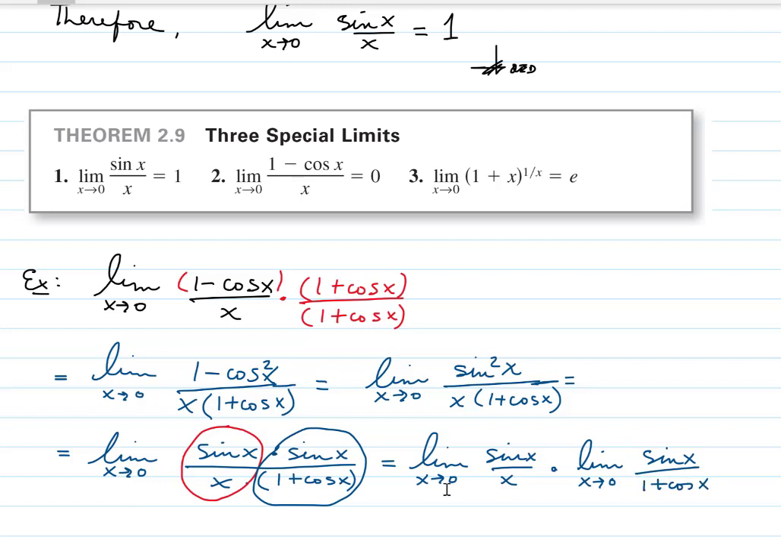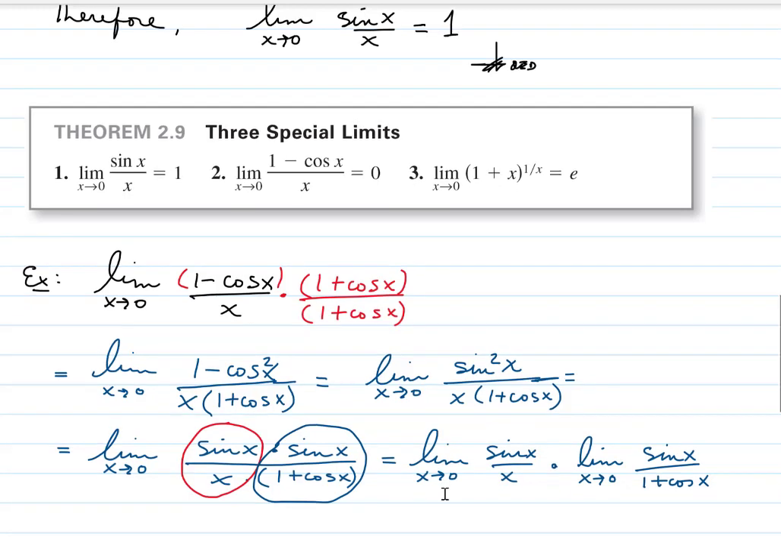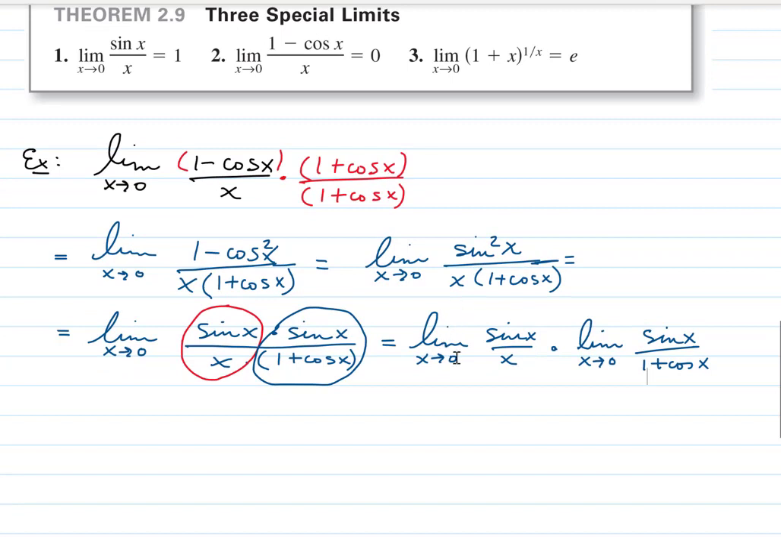Okay, do these two things exist by themselves? Well, we know this one does, right? The first one. We just did this one on our last problem, or exercise, example. So this is equal to 1. So that's a real number. And this limit right here, can we just use direct substitution? Well, sine of 0 is 0. Cosine, as long as we don't have 0 on the bottom, we'll be fine. Cosine of 0 is 1. 1 plus 1 is 2. So 0 divided by 2 is 0. So that's a real number.